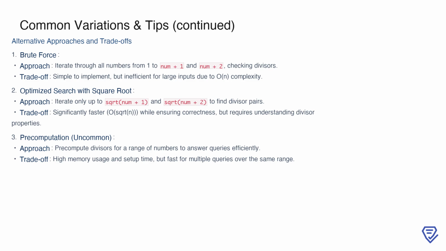A less common approach is pre-computation, where you calculate divisors for a range of numbers ahead of time. While this can answer queries quickly, it comes with high memory usage and setup time, making it impractical unless you're handling multiple queries over the same range. Each approach has its own use case, so choosing the right one depends on the problem constraints and performance requirements.